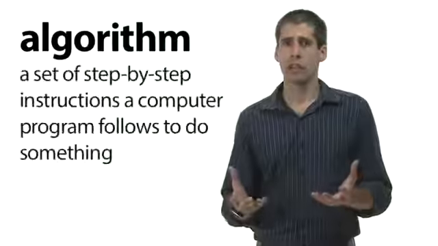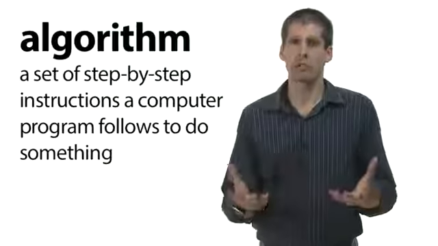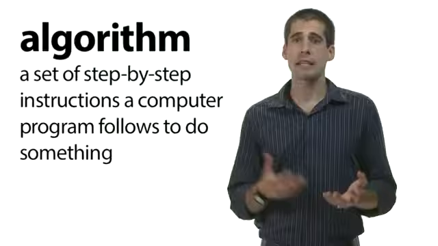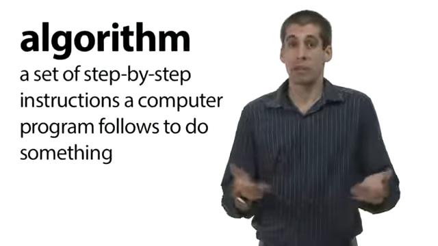And depending on the set of instructions or algorithm that is used, the way in which the desired outcome is achieved may be different. So an algorithm is just a set of instructions that your computer program follows to do something. Just like when you're baking a cake, you follow a recipe step by step.